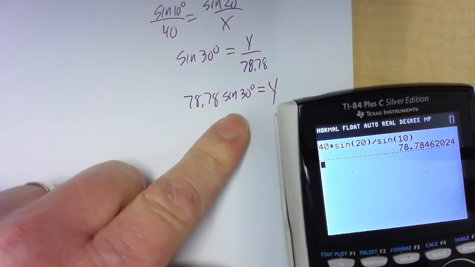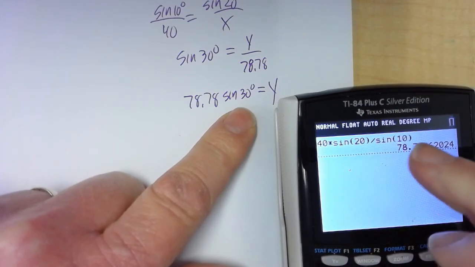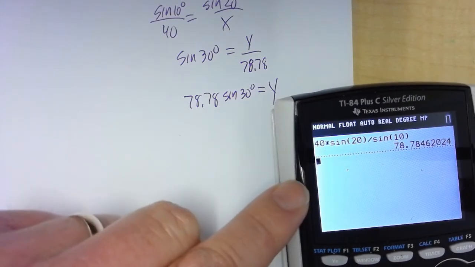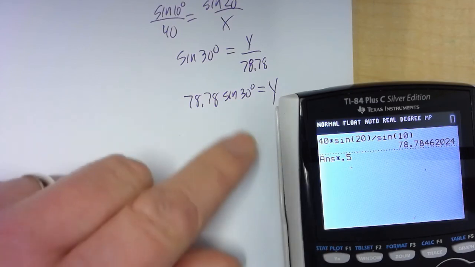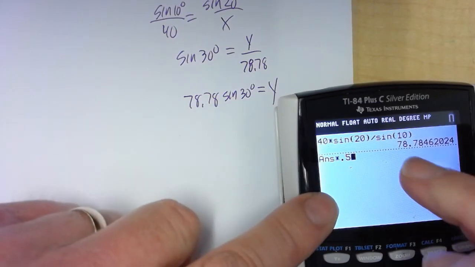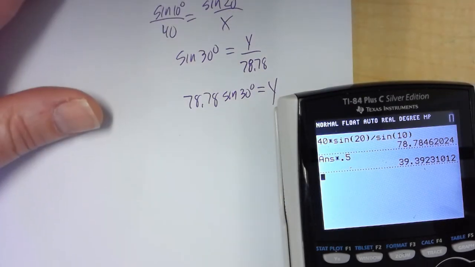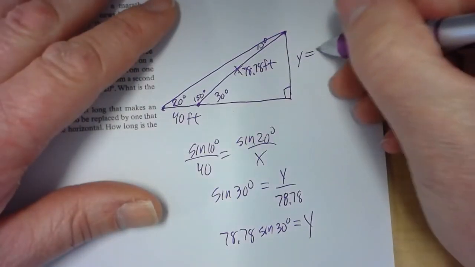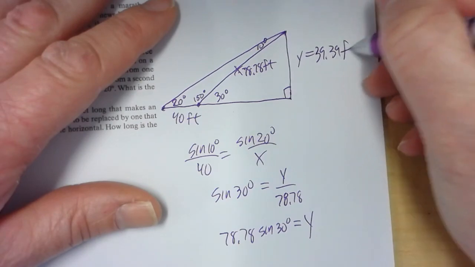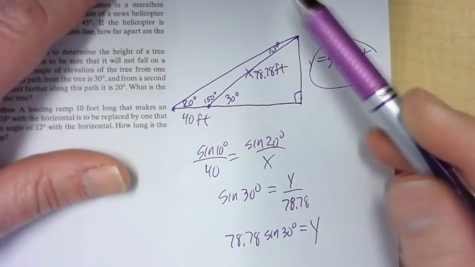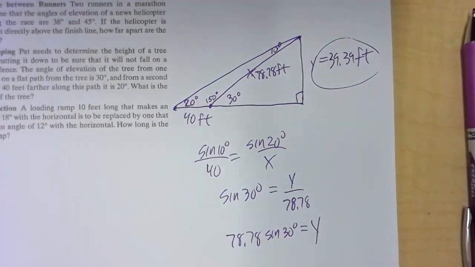Sine of 30 is a half, so basically I'm just taking a half of this. So we're going to multiply times 0.5, because that's a half times this answer that's already sitting on the calculator. So there's the height of the tree, 39 feet. So 39 feet. So when we make it fall over, then we can figure out if it's going to hit the fence or not.